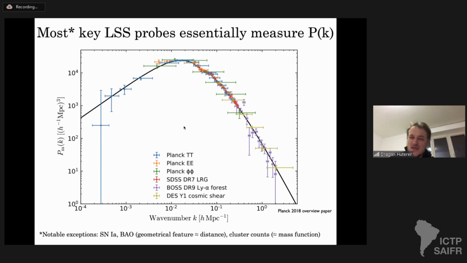You can't really take the derivative of the observable, but there are fancy ways to undo it in order to say what P of k they really measured. And you can see they have measurements. Some of them are better than others. And of course, most measurements are in very good agreement with theory. Okay, so that's where you place measurements from a variety of probes on the power spectrum.